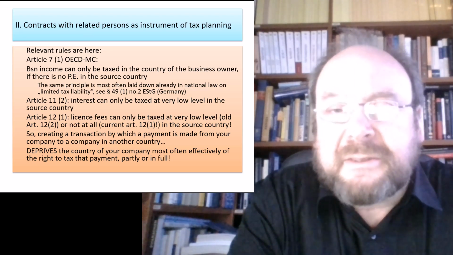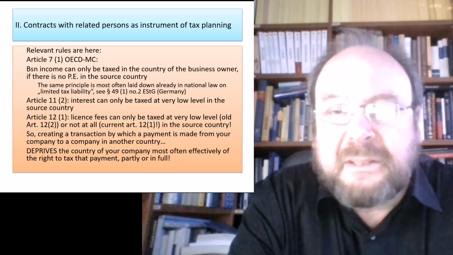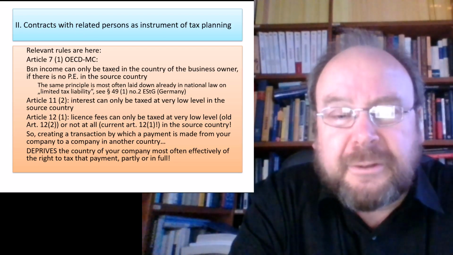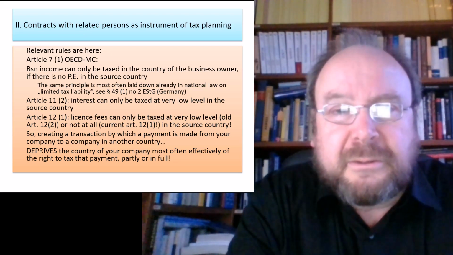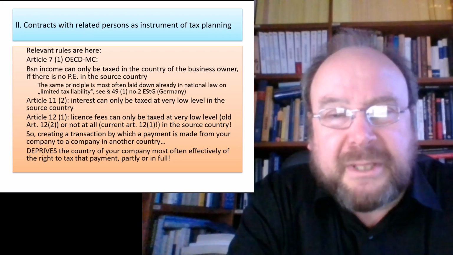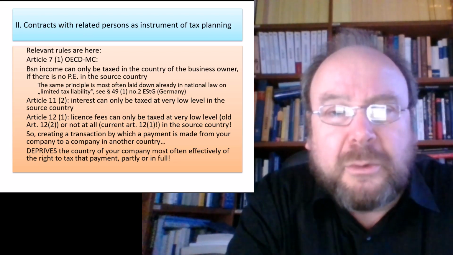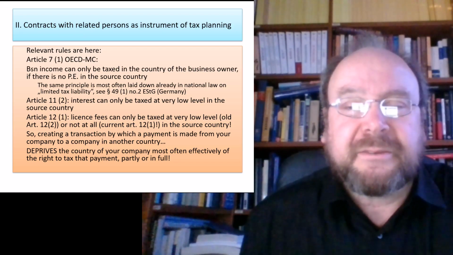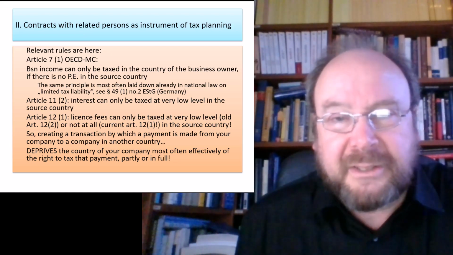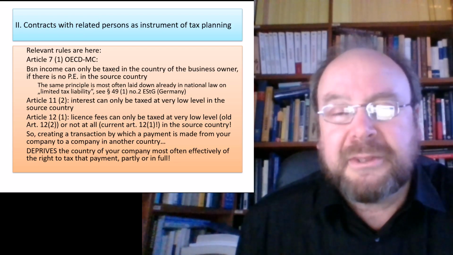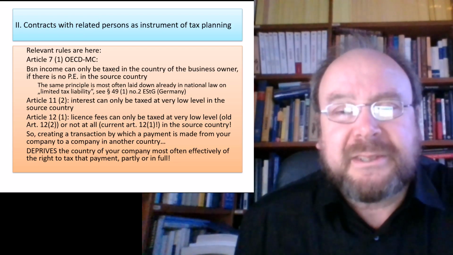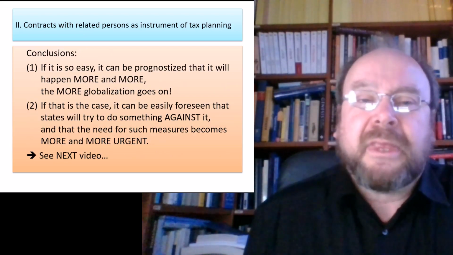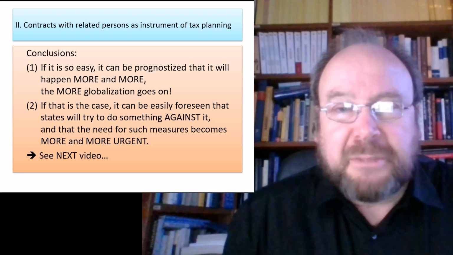So creating a transaction by making a payment from a company in the inland to a company of the same group in the foreign country can very often be done on the basis of nearly no or a very low tax in the source country where the money comes from. So the source country, let's say in our case, in my examples, it was always the inland company's country, loses nearly all the taxes and all the tax revenue. So that can be easily done.